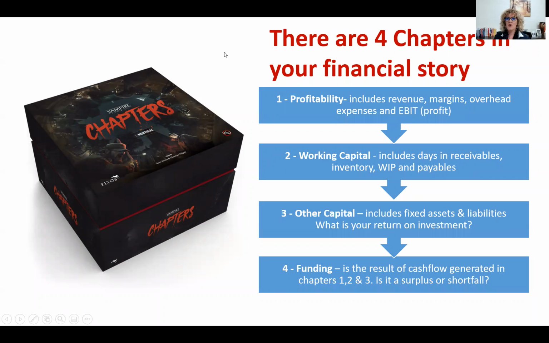So there are 4 chapters in your financial story. The first one being profitability. And we all kind of know this chapter. This one includes your revenue, your margins, which includes your cost of sales, your overheads, which are your fixed expenses, and then your earnings before interest and tax, basically your profit. All right. So that's chapter number 1.